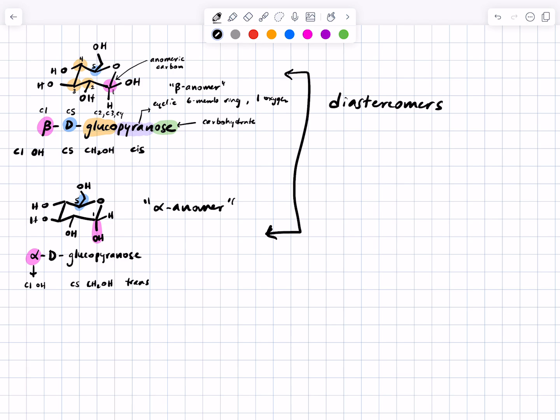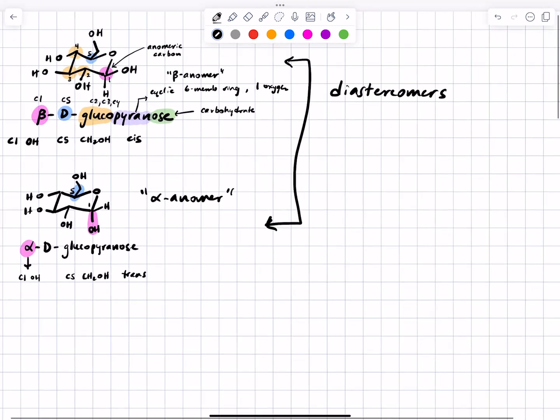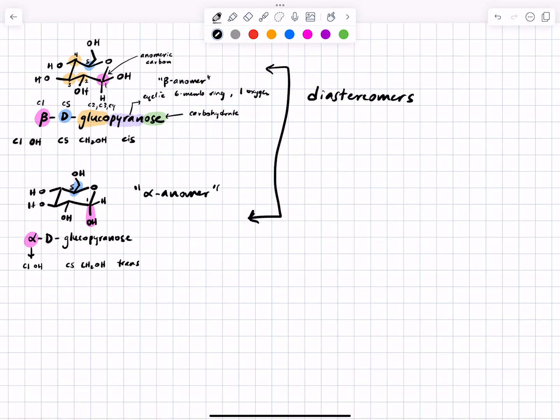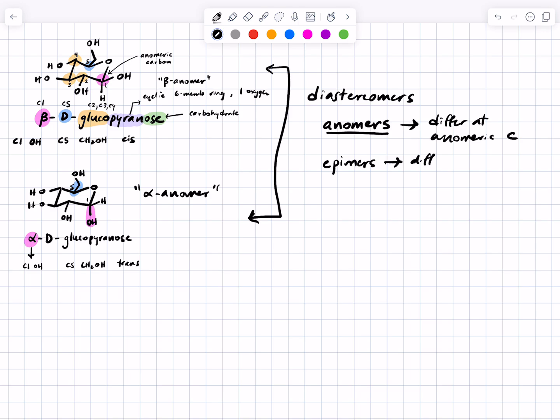We've got another word that is related to diastereomers. I've already alluded to it. We can say that the alpha and the beta stereoisomers are anomers of each other. That simply means diastereomers that differ at the anomeric carbon. And another term that you will hear is epimers. Epimers means they differ at one stereocenter.